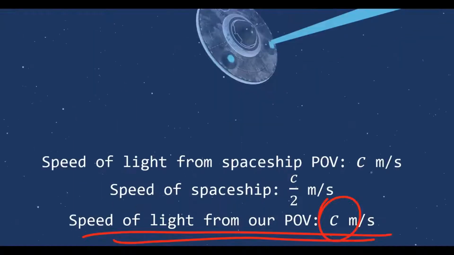Oh. Well, it turns out that no matter how fast the source of light may be moving, the speed of the light emitted from it is always constant. This is rule 2 of special relativity. The speed of light is constant in all frames of reference.